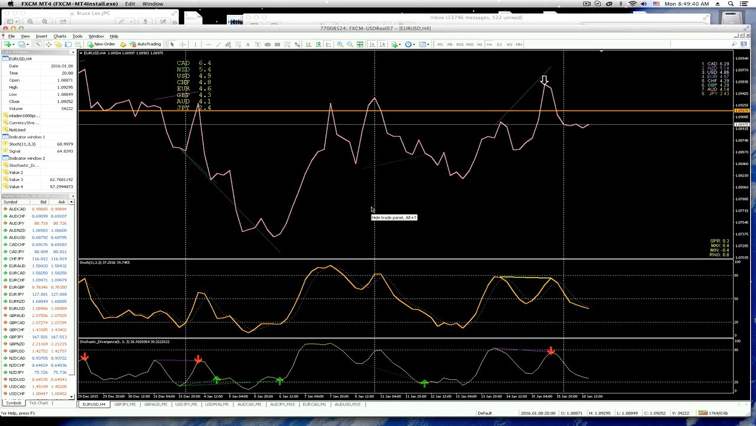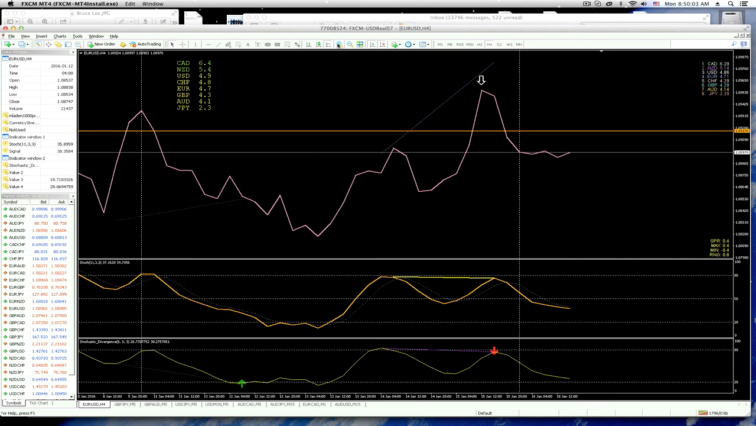Hello. This is a quick video on the divergence trading that I'm currently doing, and what we're looking at here is a EURUSD 4-hour chart. Let me open this up a little bit. I also use a stochastic alert indicator. This is just called stochastic divergence, and it's set to 8, 3, 3.